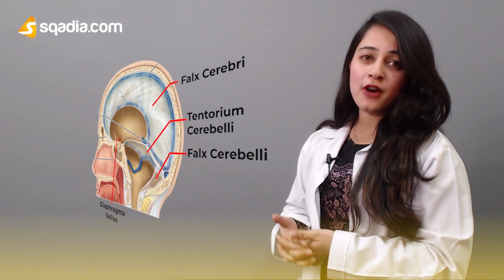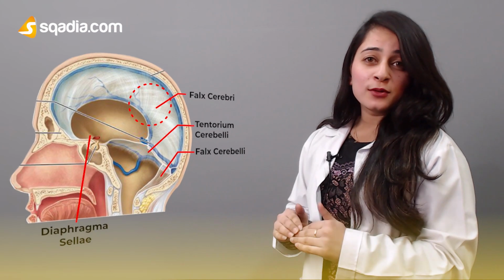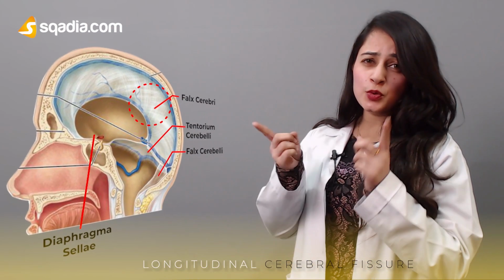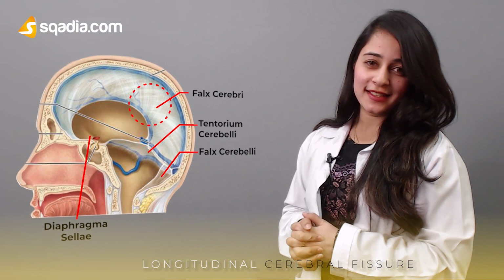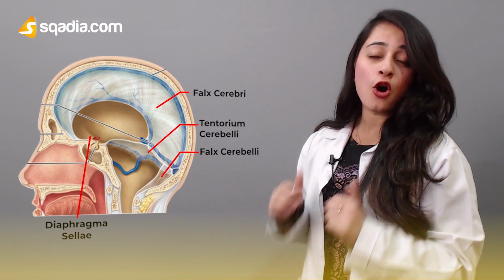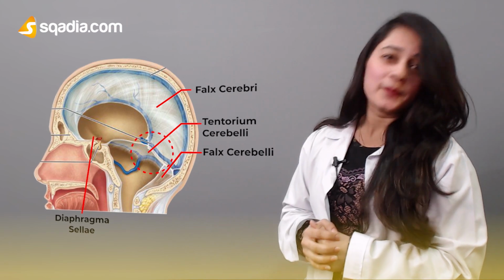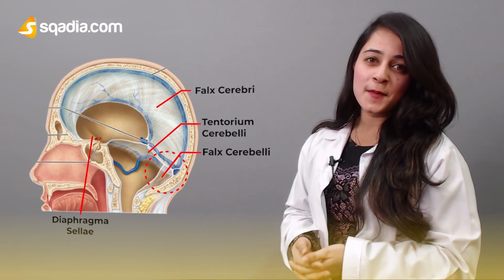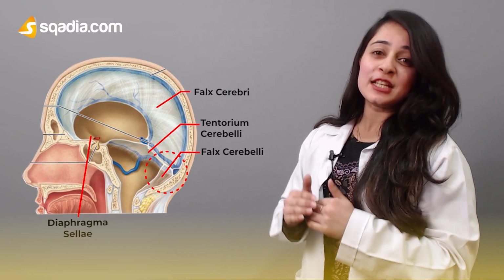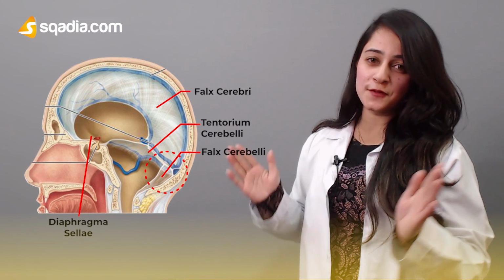These folds are the falx cerebri. It is the largest enfolding, found in the longitudinal cerebral fissure which divides the 2 cerebral hemispheres. Then comes the tentorium cerebelli that separates the occipital lobe of the cerebrum from the cerebellum. The falx cerebelli is the vertical enfolding below the tentorium cerebelli. It helps to separate the cerebral hemispheres.